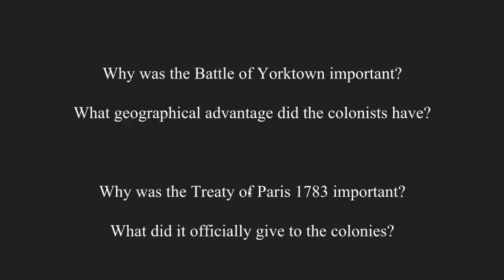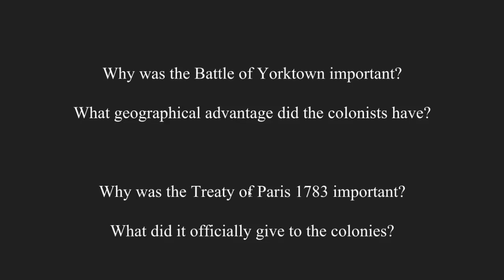So some questions showing Yorktown as well as the Treaty of Paris. Why was the Battle of Yorktown important? Mainly because it's the last battle of the Revolution. That's the key to Yorktown, understanding that it is the last battle of the Revolution. And then the geographical advantage here was that the colonists had Cornwallis trapped on a peninsula. Because Yorktown is on a peninsula, they could attack by land and trap Cornwallis. Cornwallis believed that he could sail away, but because of the French coming up the river and cutting off that route, he was really trapped.